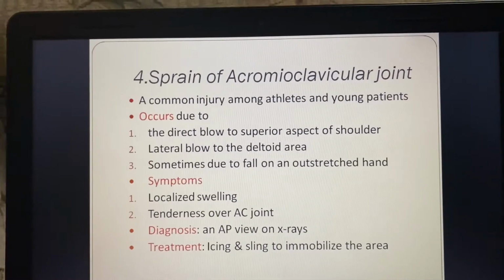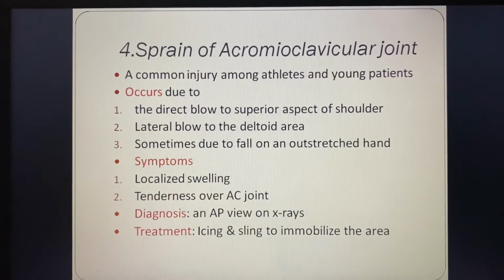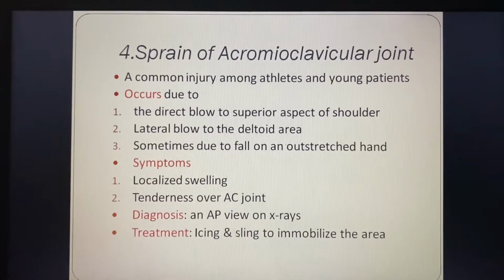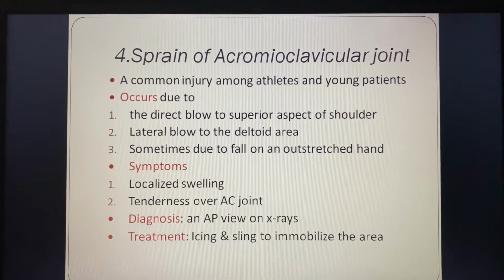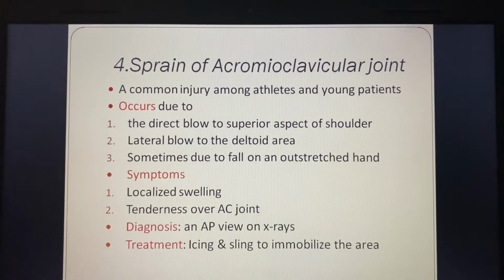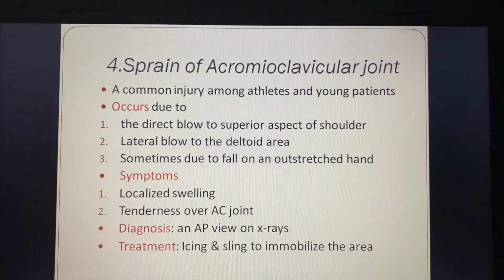Symptoms: localized swelling, tenderness over the AC joint. Diagnosis: an AP view on the X-rays. Treatment is usually icing and a sling to immobilize the area to avoid further complications.